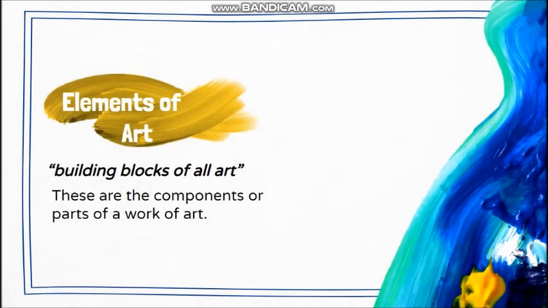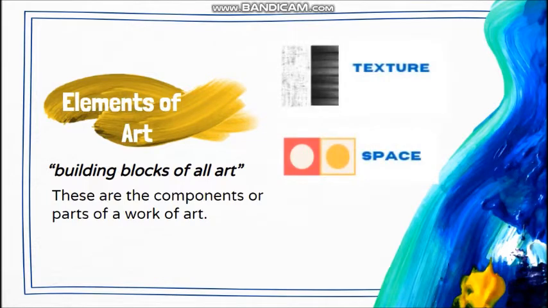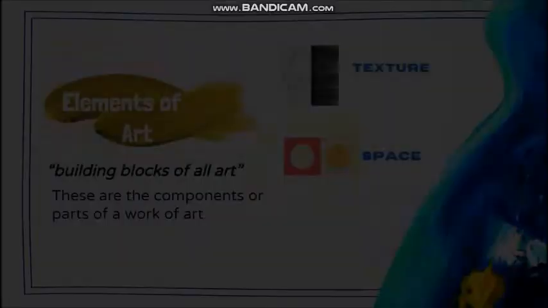Let's go back to the definition of elements of art. The elements of art are components or parts of a work of art that can be isolated and defined. And we mentioned these are the building blocks of art. It's like the ingredients of a recipe. And these are the things we need to put together to create an artwork. For this week, we will be focusing on texture and space.